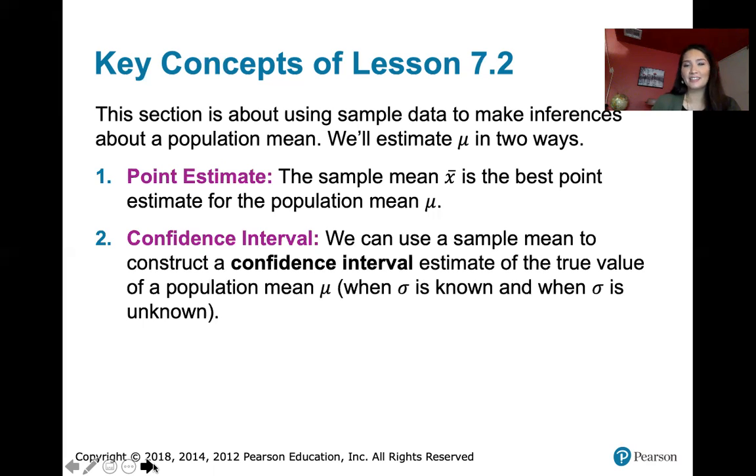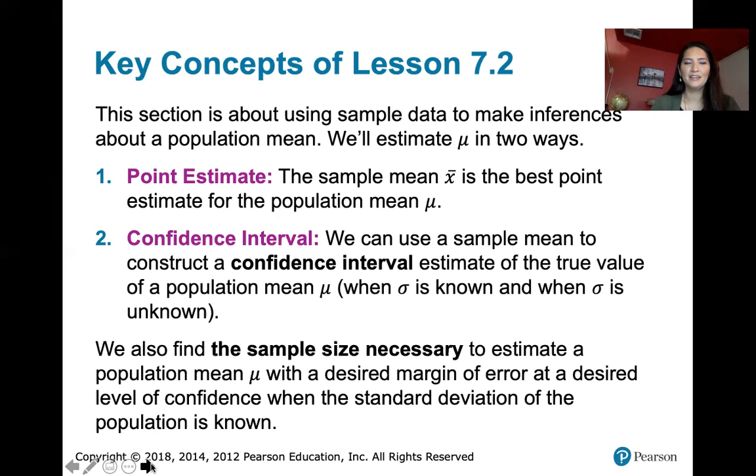We'll do this in two cases: when the population standard deviation is unknown, that's the more common case, and then in the very rare case when the population standard deviation is known. And then lastly, we'll learn how to find the sample size necessary to estimate a population mean with a desired margin of error at a desired level of confidence when the standard deviation of the population is known.